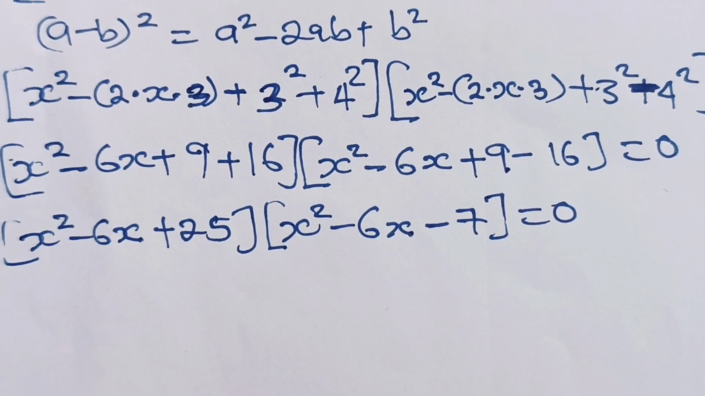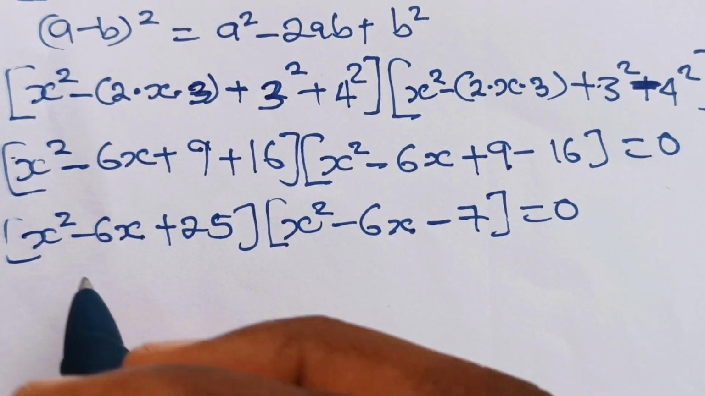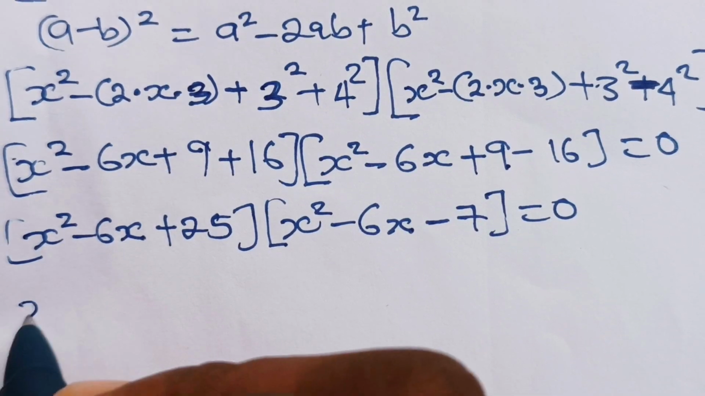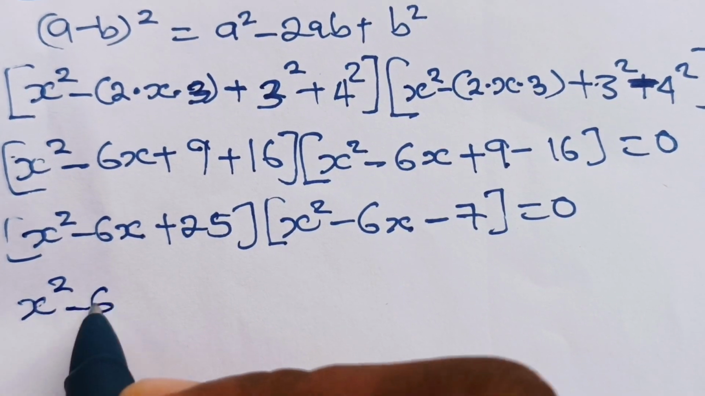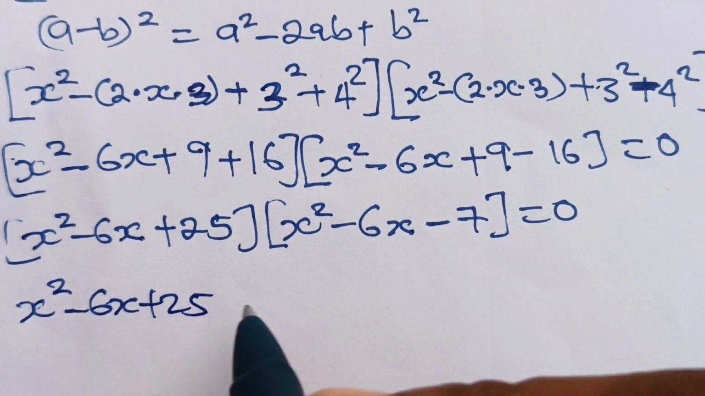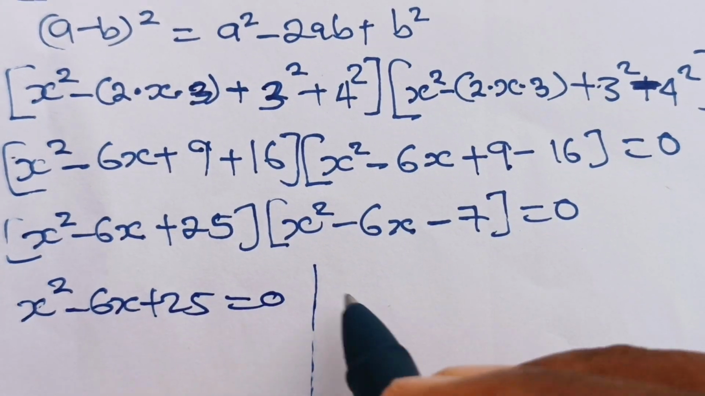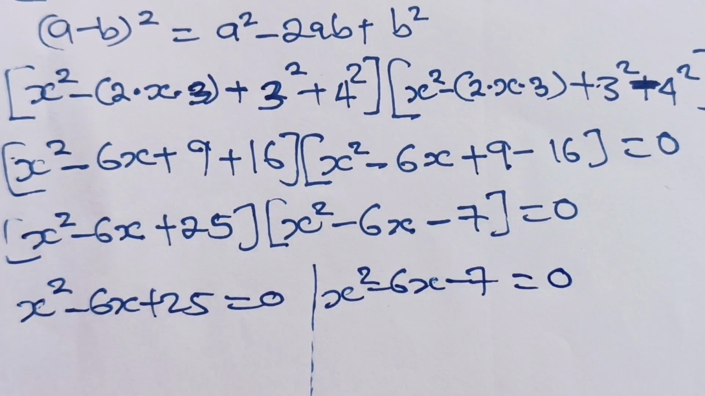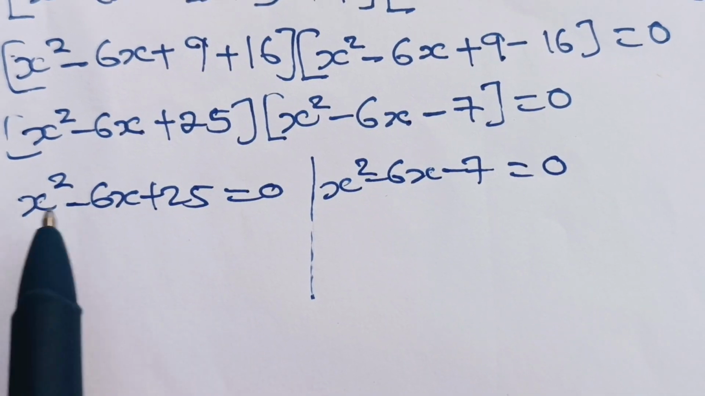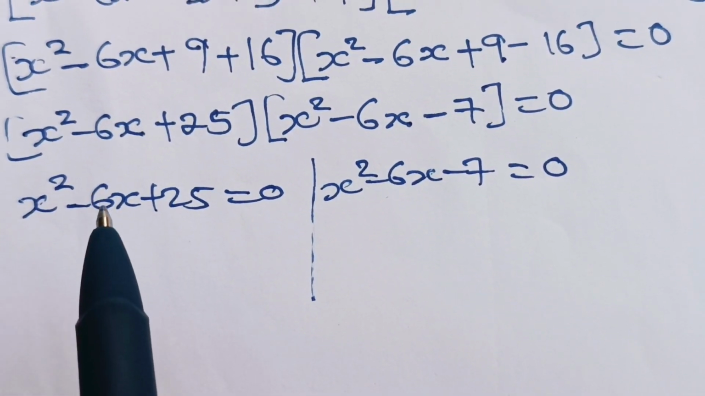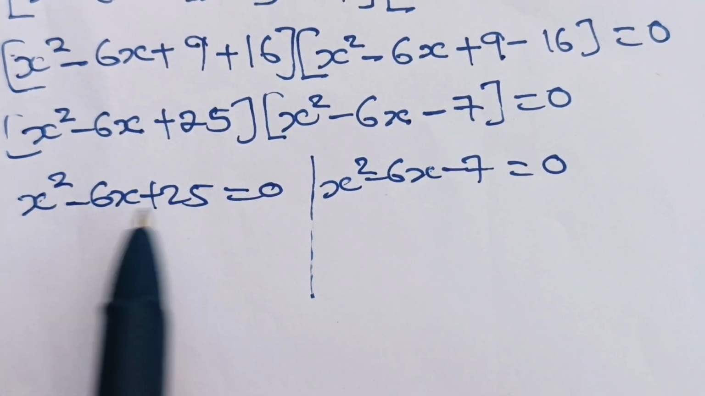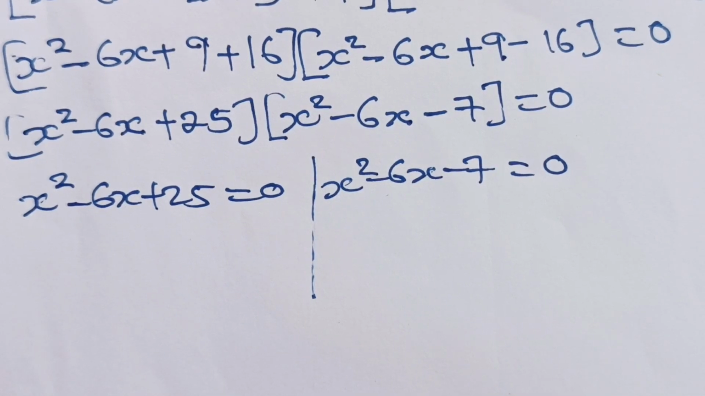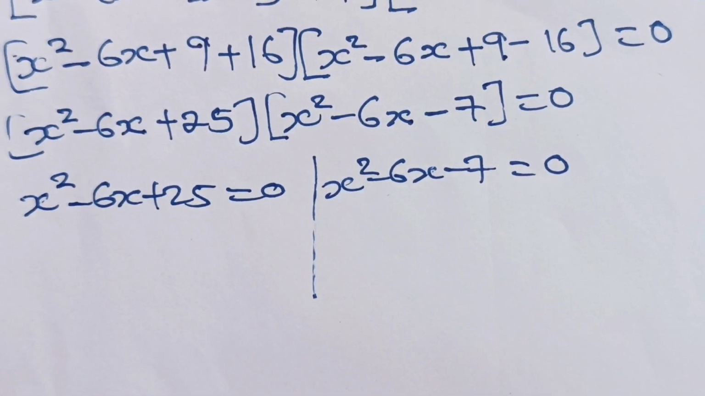Thank you very much. So we are now going to solve. From here we can see that x squared minus 6x plus 25 is equal to 0, and also that x squared minus 6x minus 7 is equal to 0. Now when you look at this, you can see that we cannot solve this using the factorization method, but we can solve it using the quadratic equation formula.